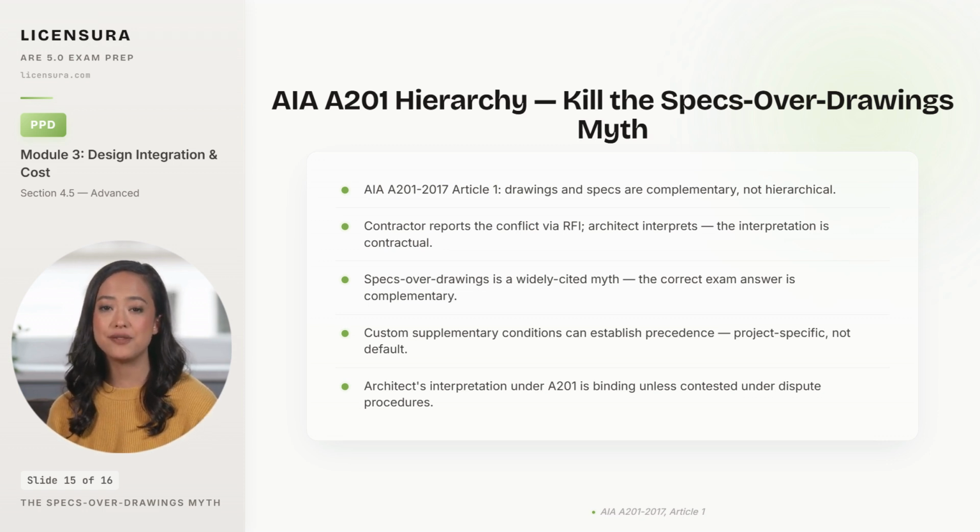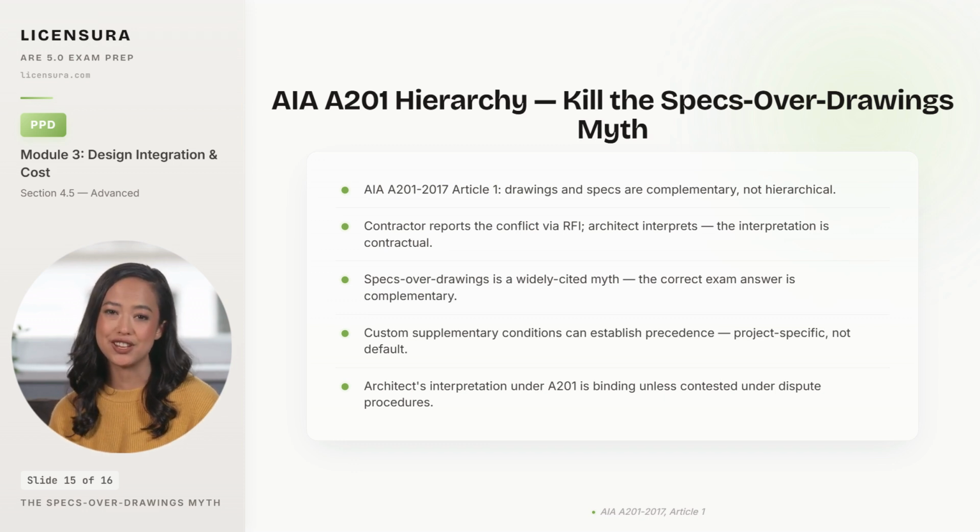When a conflict surfaces in construction, the contractor reports it via RFI. The architect interprets it, and the architect's interpretation is contractually binding under A201, unless the contractor contests it through the dispute resolution procedures. The interpretation is also what the architect's professional liability carrier defends in the event of a claim, so the architect needs to make defensible interpretations rather than convenient ones.